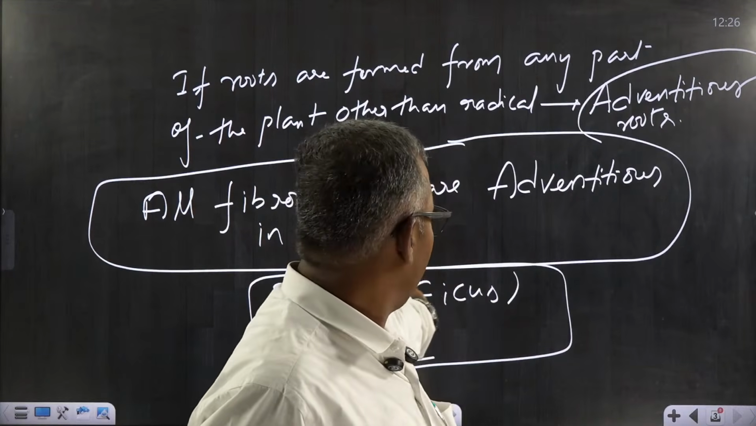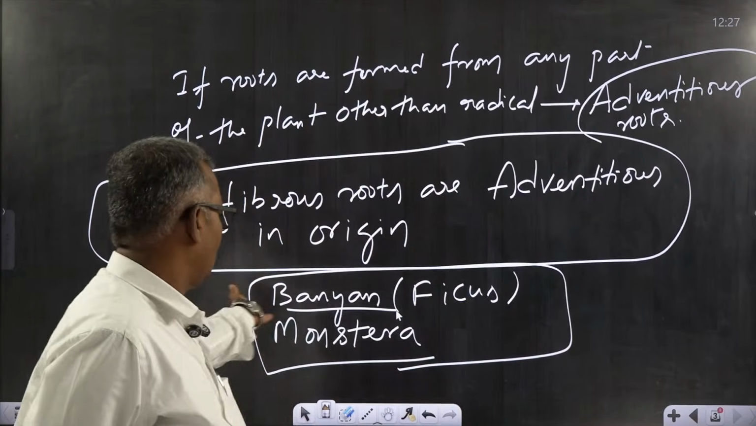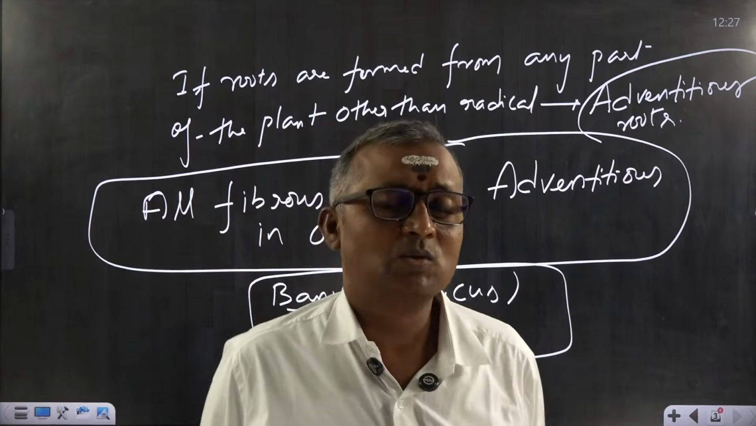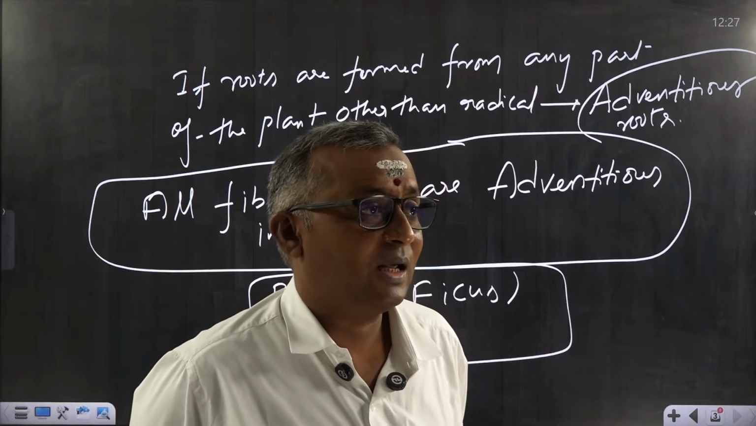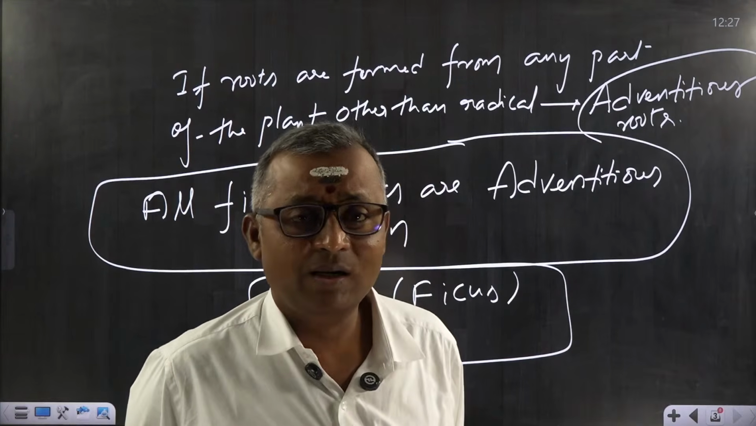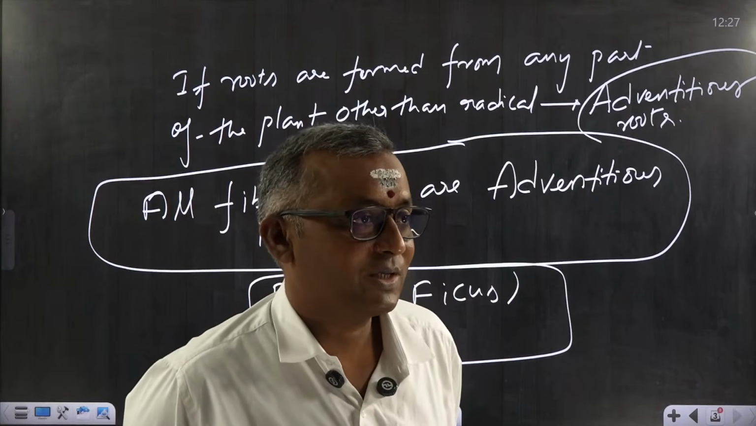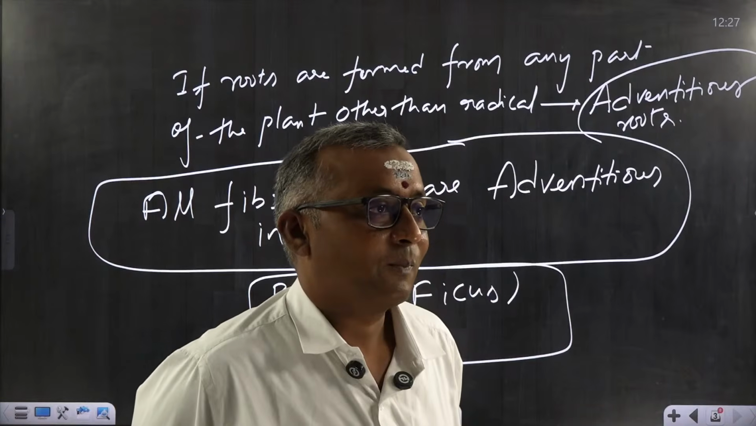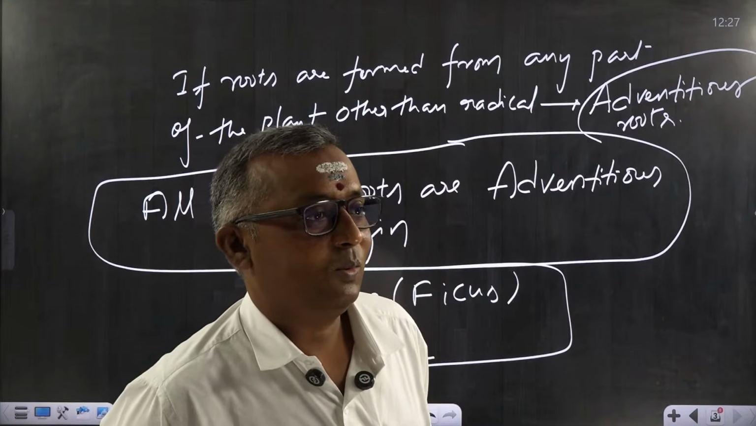Adventitious, I told you an example. Ficus. Banyan is one example. There are so many. This is enough now. Where does the taproot develop from? I said it is developing from radicle. Pushpavarshika, it is developing from radicle. Okay. Thank you. Good.